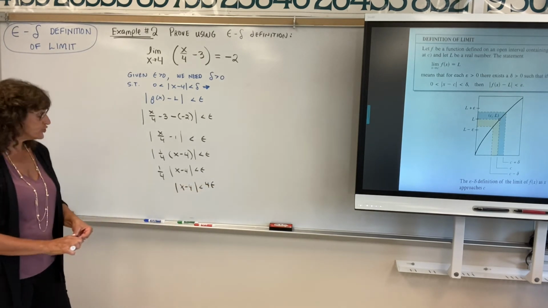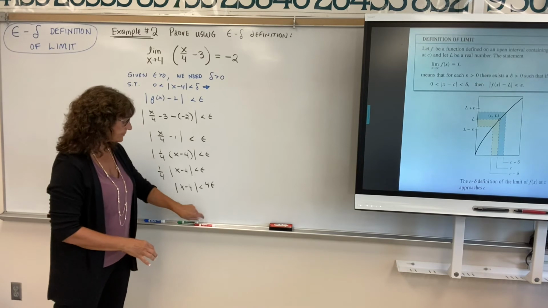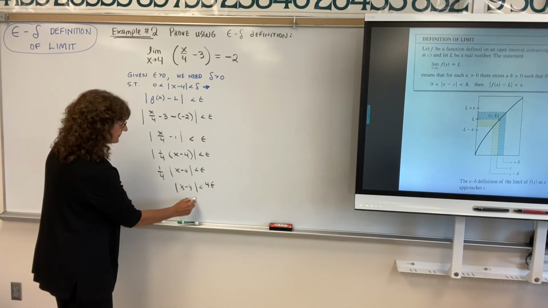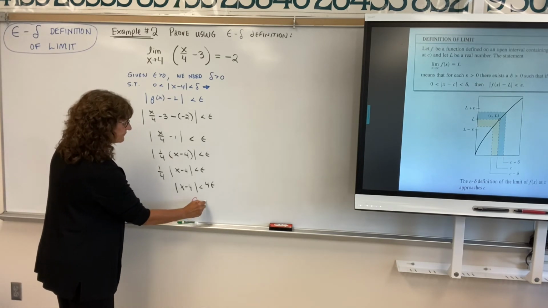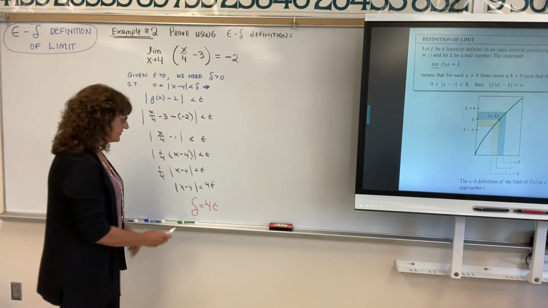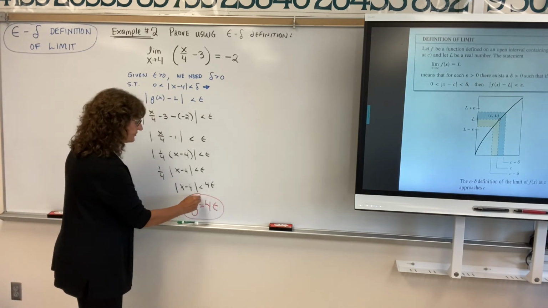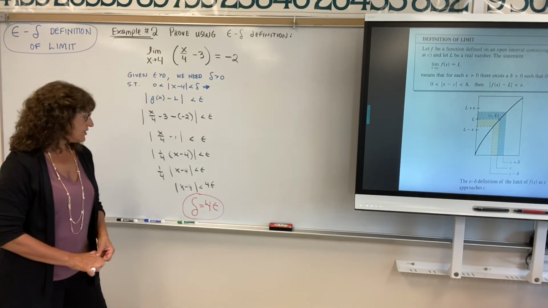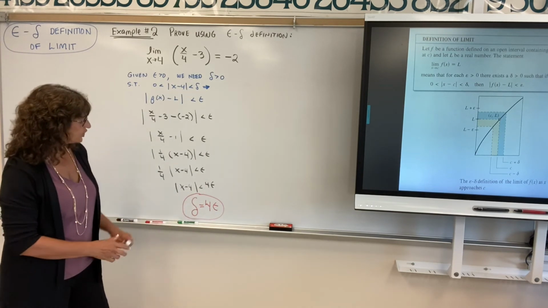So your delta window in this problem is going to be 4 times your epsilon window. Your delta window depends on your epsilon. So delta depends on epsilon here. This is what your delta window would be.